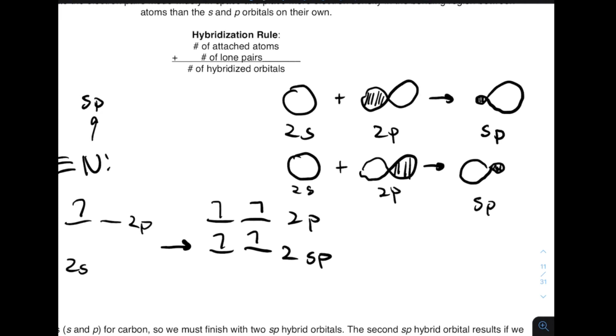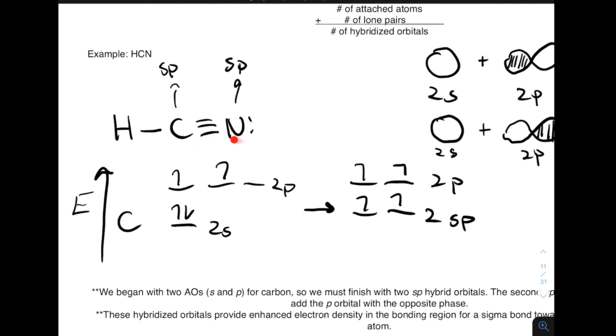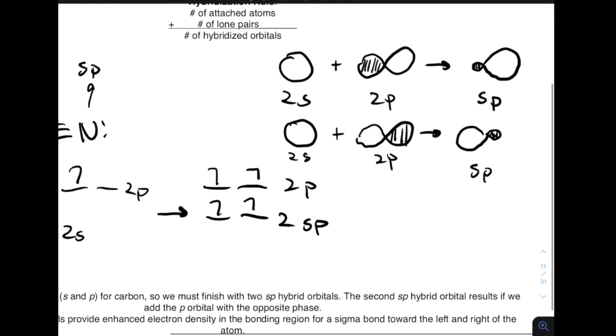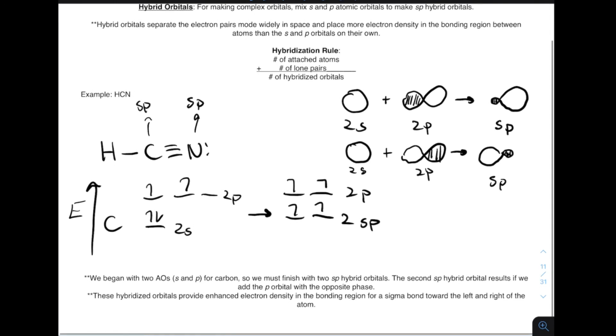And these are what are forming the sigma bonds. So the sp lobe here, with the constructive portion facing right, would essentially be the bond connecting nitrogen to carbon, and the other lobe here would be what's connecting the carbon to the hydrogen. And as the notes say down here, we began with two atomic orbitals for carbon, so we must finish with two sp hybrid orbitals. These hybridized orbitals provide enhanced electron density in the bonding region for a sigma bond towards the left and right of the atom. So I hope that makes sense.